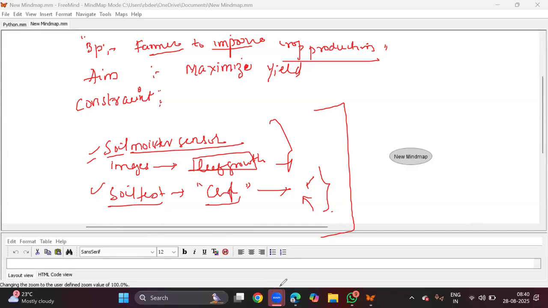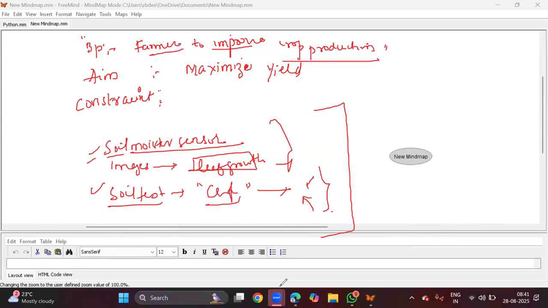A solution where there should be an internet connection, the image should be predicted, they will know whether the leaf is growing, like the color of the leaf. Take the image of the leaf and check its color, so that you will know whether the plant growth is happening properly or not. It's very expensive. Any farmer will never accept such a solution, right?